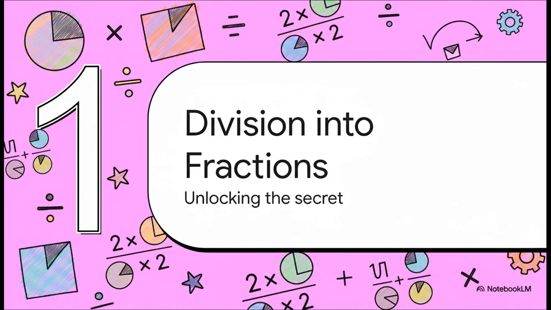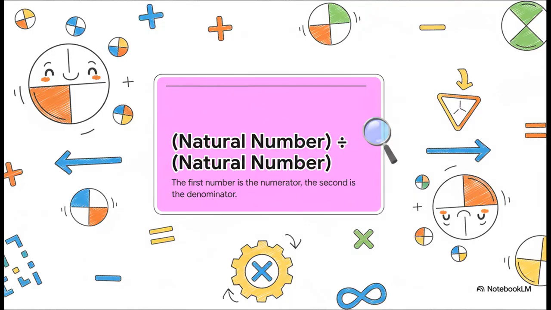All right, first things first. Section 1, the first key, division into fractions. This is the bedrock for everything else we're about to do. So this first idea is super simple, but trust me, it's incredibly powerful. Anytime you see one whole number being divided by another, you can just rewrite it as a fraction.